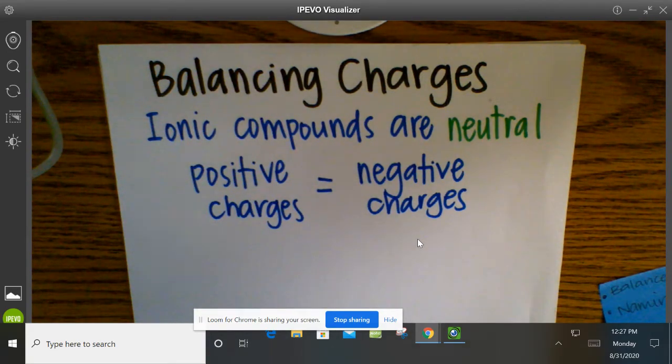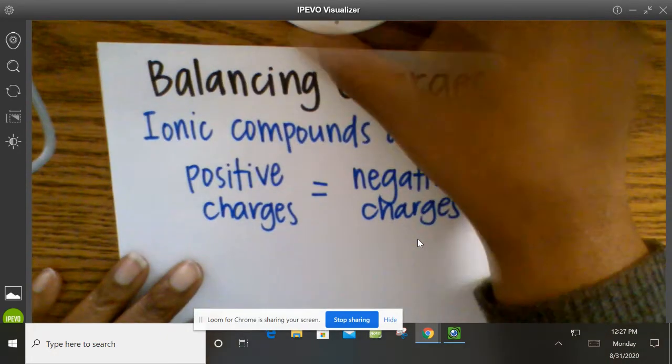All right, the first thing we need to look at when we're dealing with ionic compounds and writing the formulas for those compounds is that ions have charges. And so for the formulas, we have to balance those charges because ionic compounds are neutral. The positive charges will equal the negative charges. Now, one way that we can go about balancing compounds is like this.